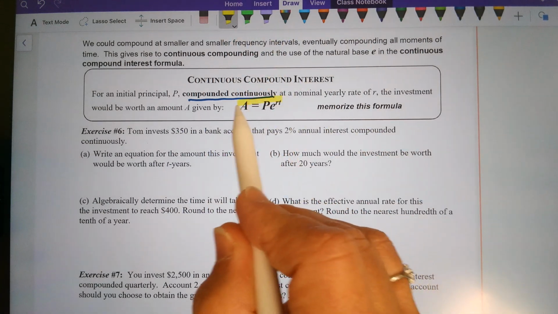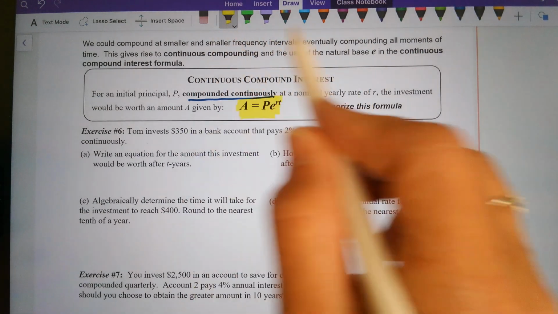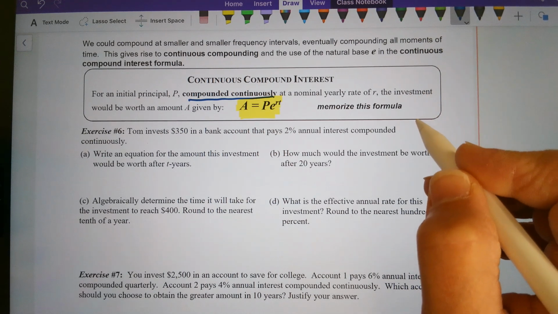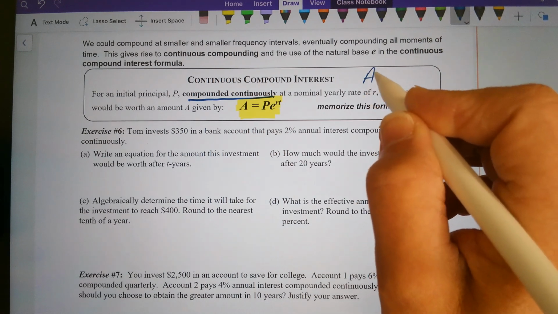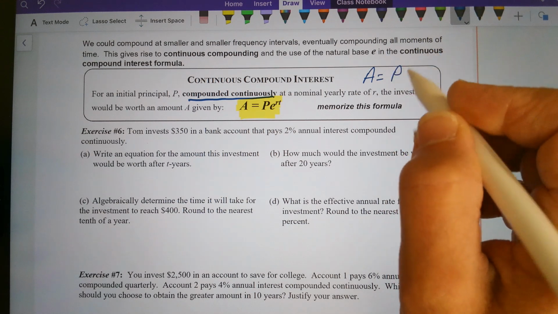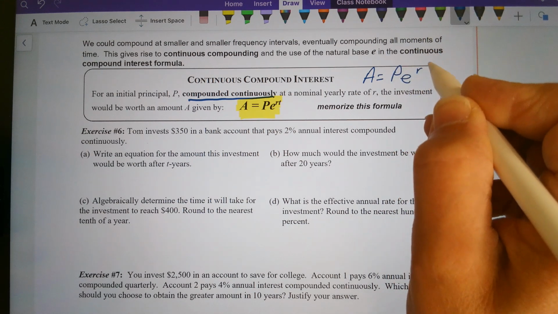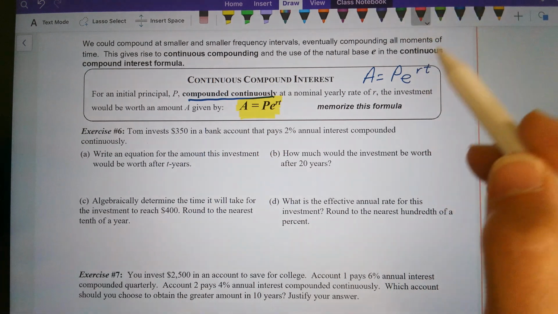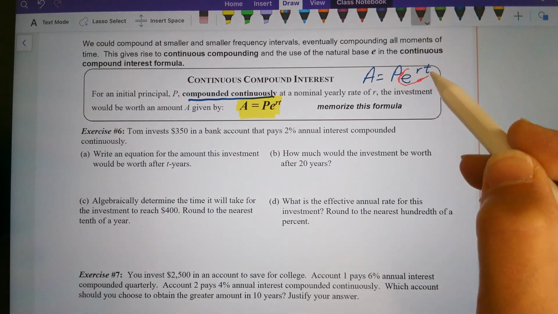Another formula to memorize. So let's write it off to the side. A equals P times e to the rt. So rt is the exponent on base e. This is your base and exponent here.